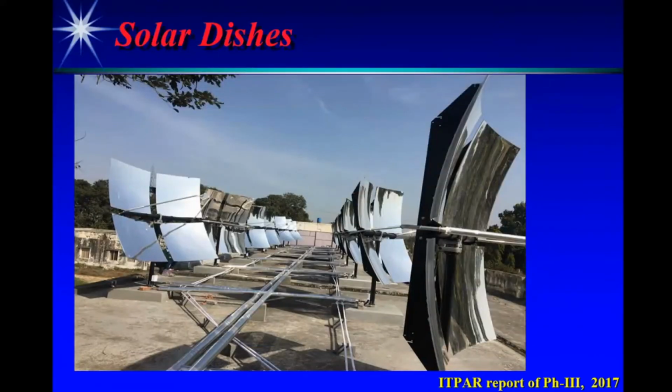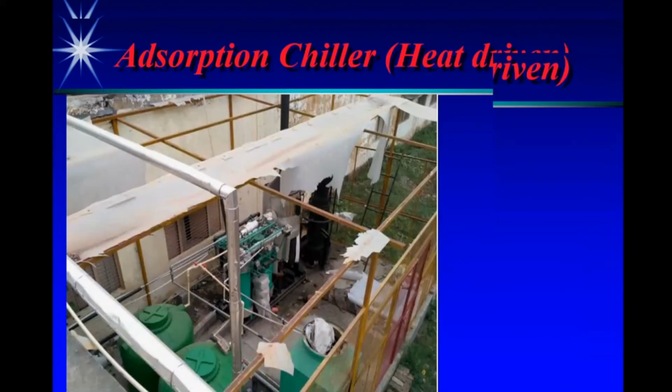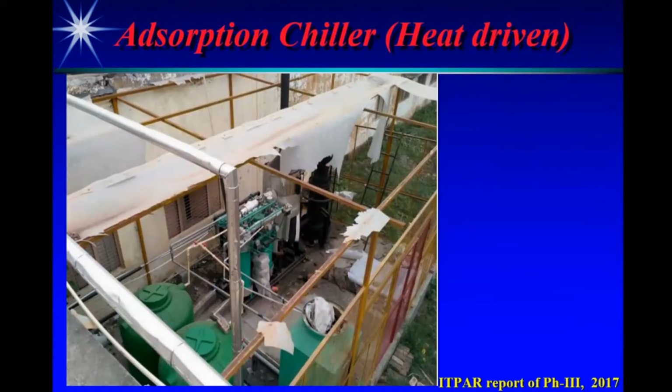This is showing a picture of the solar dishes which have been installed. This is in a school in a rural area. And this shows the absorption chiller, which is heat driven. So it could be driven through biomass or solar thermal.